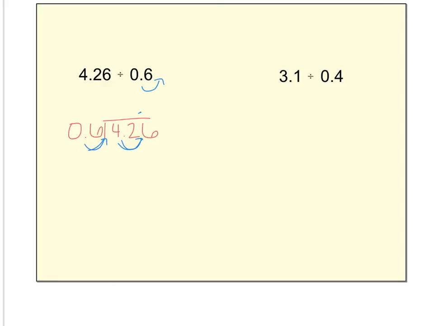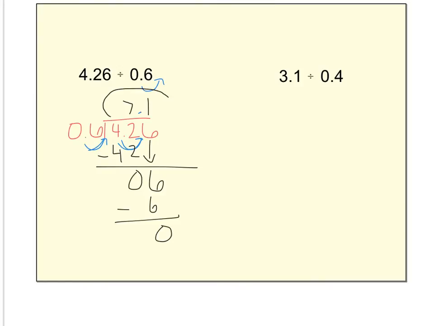So I have 6 going into 42, which is 7 times. 7 times 6 is 42, minus, remainder of 0. Bring down my 6. 6 goes into 6 1 time, perfectly. Remainder of 0. My quotient is 7.1. Okay, remember when you're dividing by numbers less than 1, our answer should be going up.